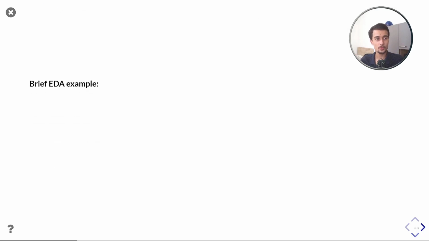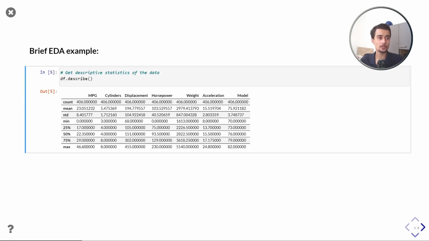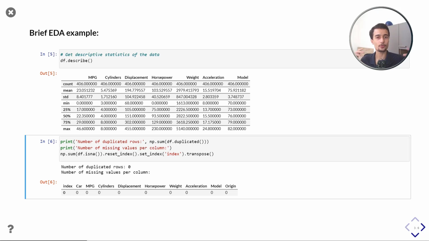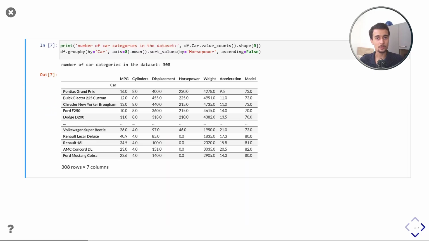Let's see now how we can use Pandas to conduct a brief EDA. We can start by using the describe method to check sample statistics for each numerical feature. Then we can check for duplicated rows or for missing values in each feature using the duplicated and isna methods. Then using the value_counts method, we calculated the number of car categories, and using the groupby method, we calculated the average of each numerical feature for each car category we have. That's it for the Pandas example.